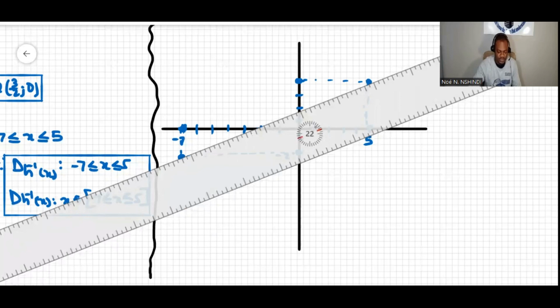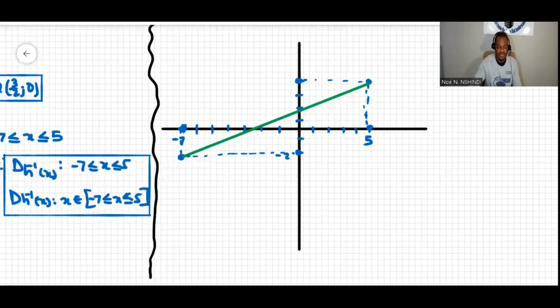Now I draw the graph. Voila, and that's h minus 1 of x. The graph is drawn. Okay, thank you.